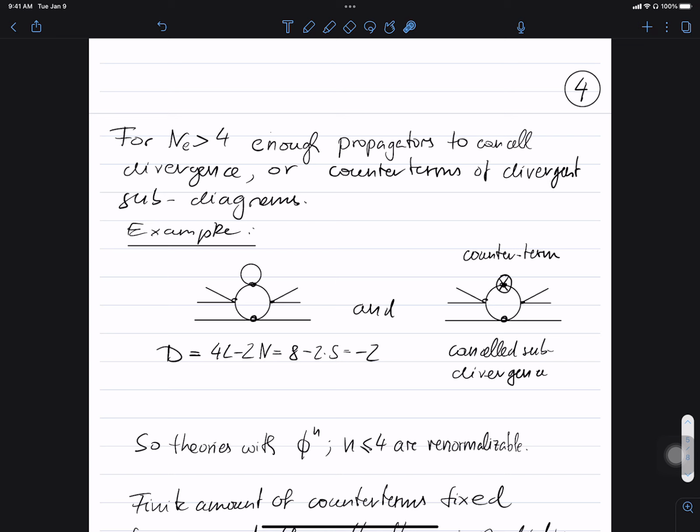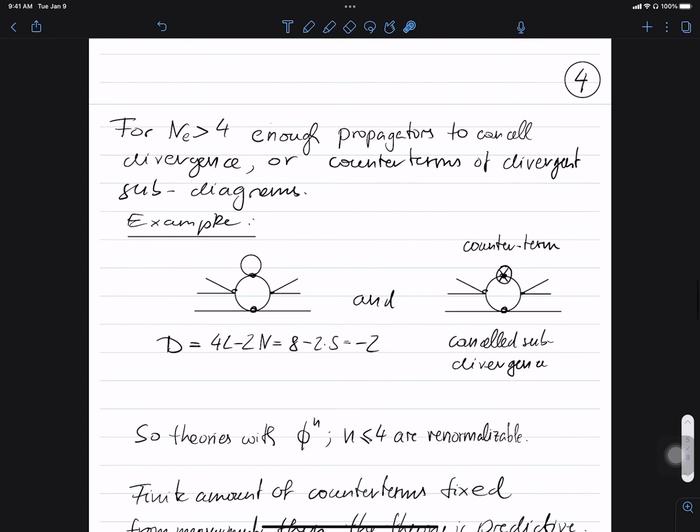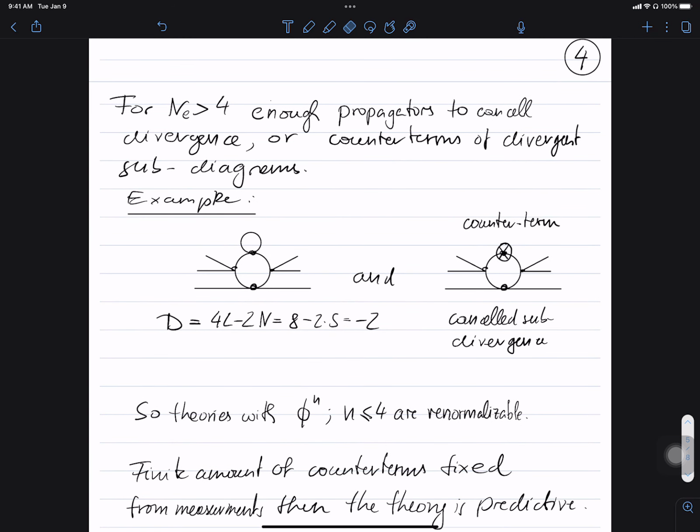So one example would be, for example, here, a 3-to-3 interaction. So here the number of loops is 2, the number of external lines is 6. Wait, one second. No, the number of internal lines is indeed 5 here. 1, 2, 3, 4, 5. Yes. So the degree of divergence is -2. So this loop is finite.